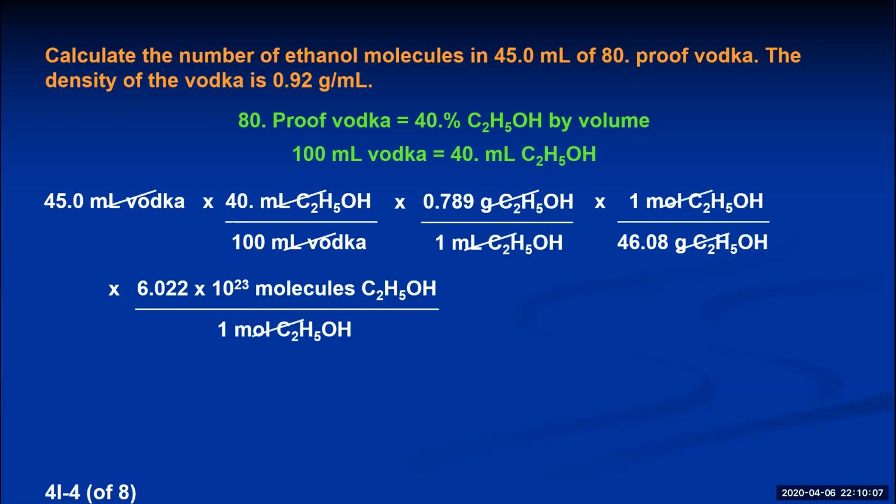the moles cancel out. Multiplying through, if you notice in this case, I'm multiplying a 3 significant figure number by a 2 significant figure number by a 3 significant figure number divided by a 4 significant figure number multiplied by a 4 significant figure number. The least number of significant figures was 2. My answer will need to be rounded to 2 significant figures. And so this vodka contains 1.9 times 10 to the 23rd molecules of ethanol.